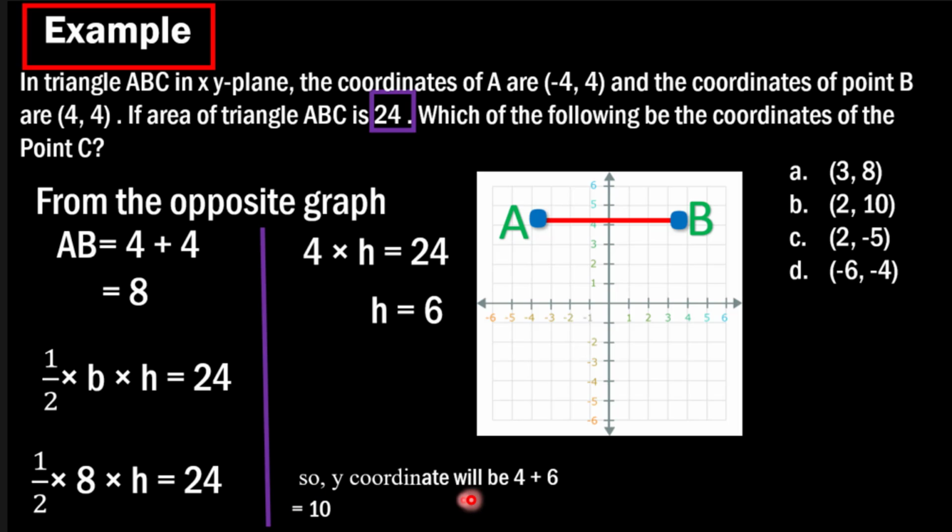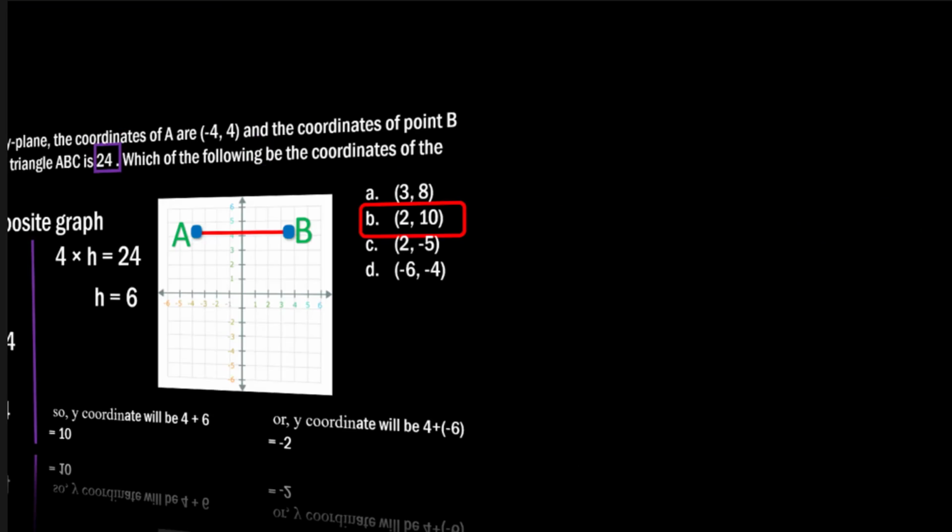If we draw C up, but we can draw C down. So it will be 4 plus negative 6 because it will be down. So the y coordinate of the point C may be 10 or negative 2. So the correct answer is B, because the y coordinate here is 10. You can choose B. Let's have another example.